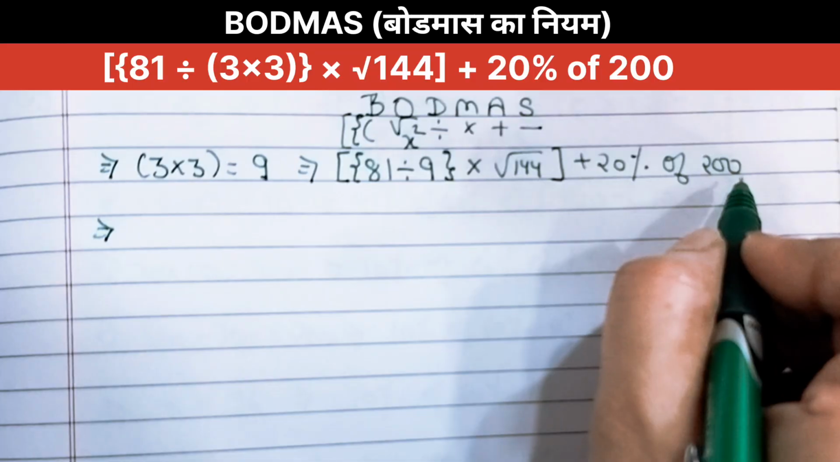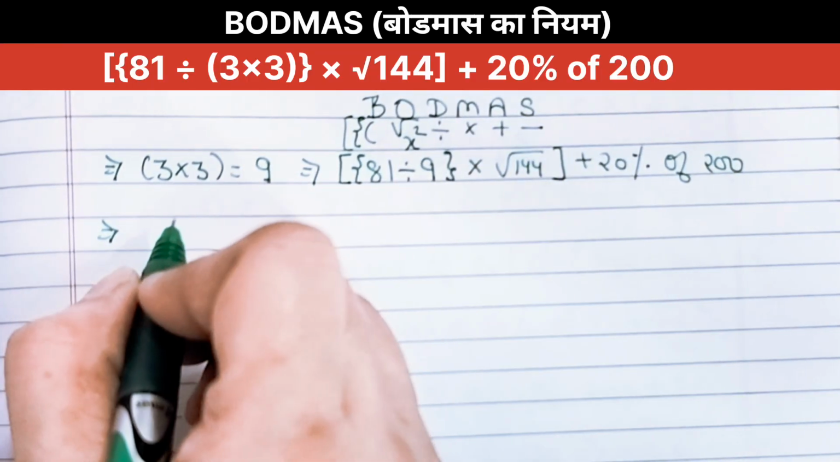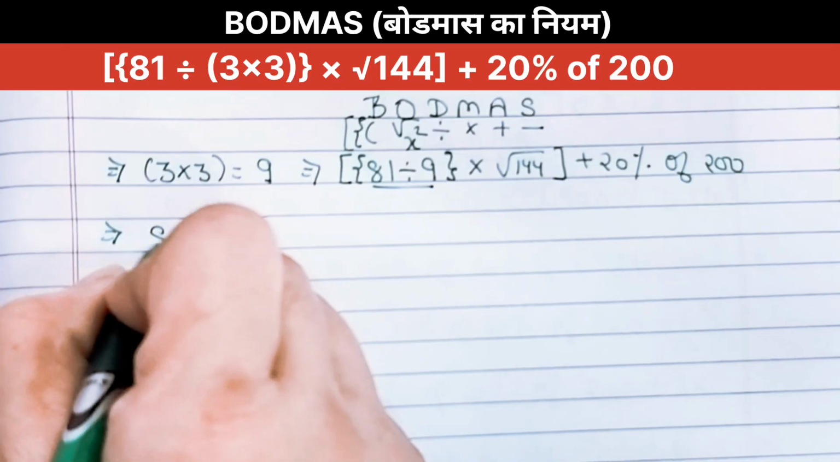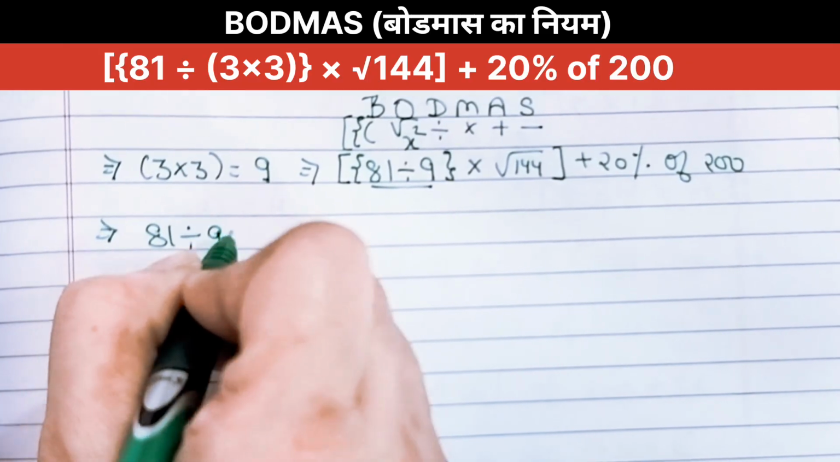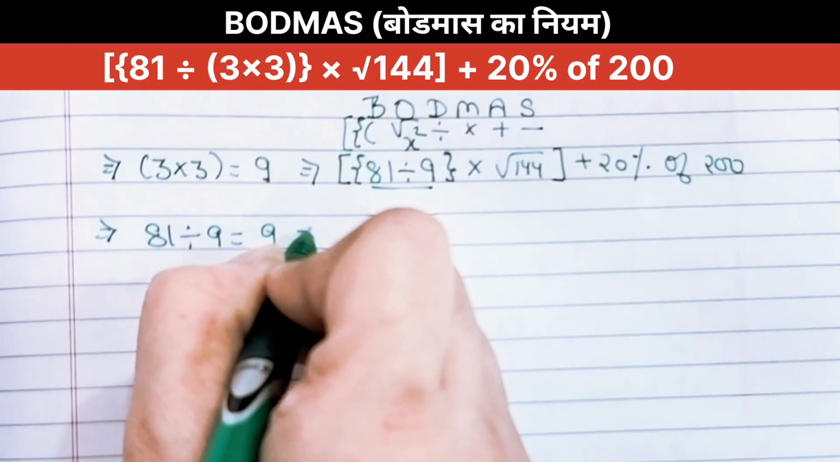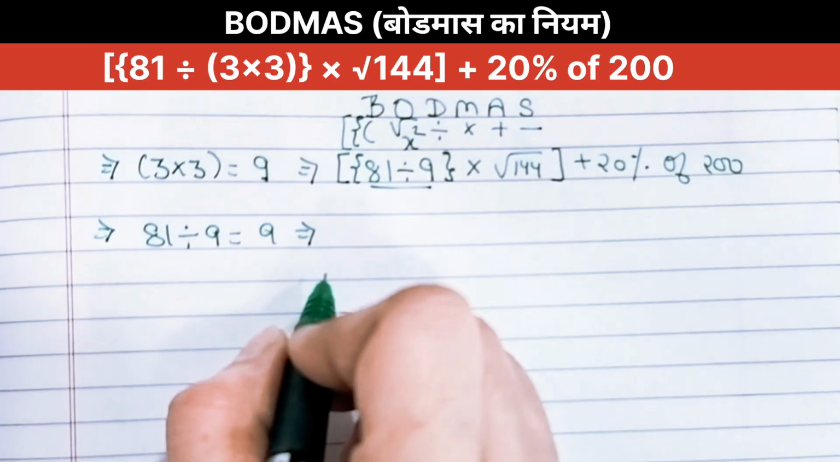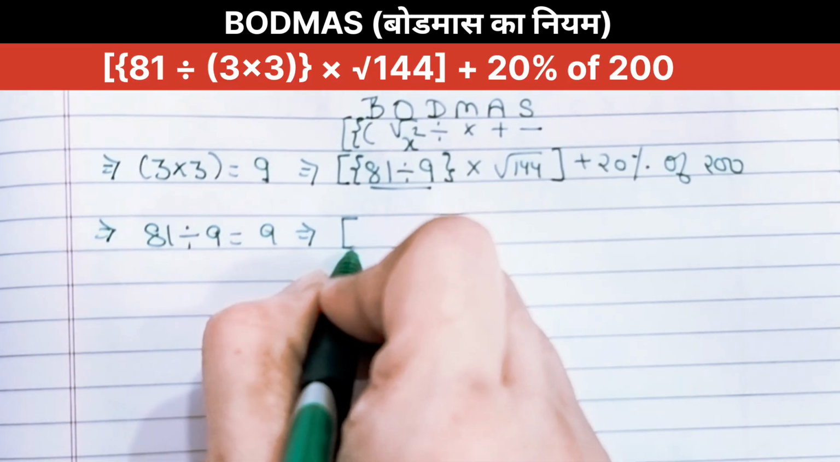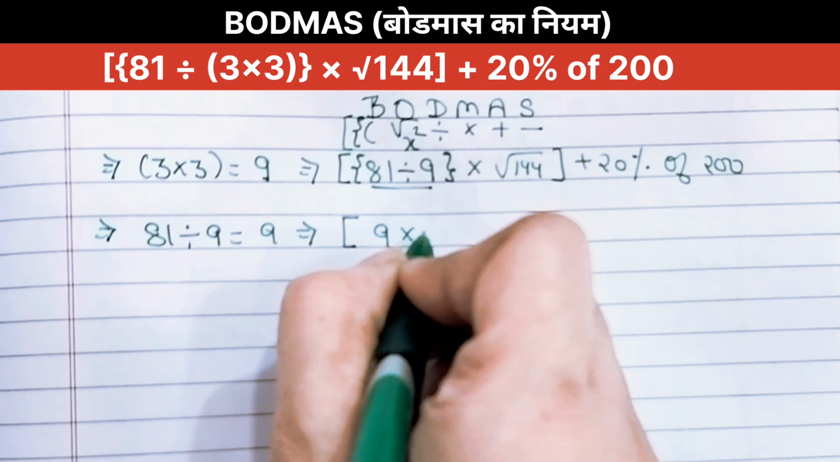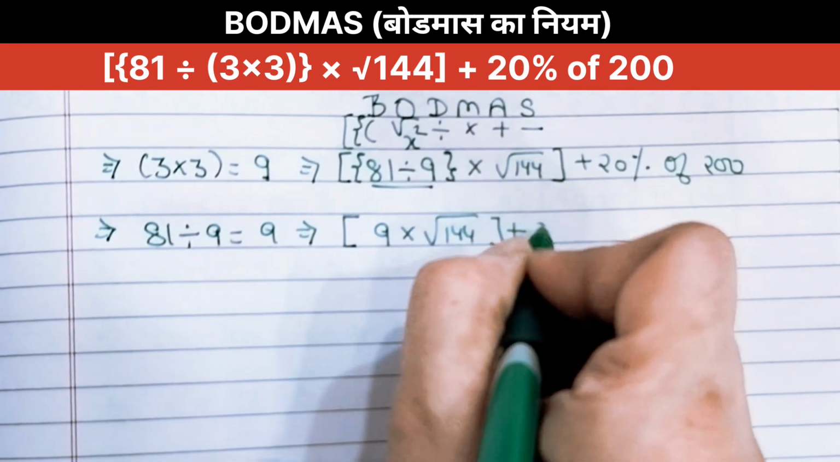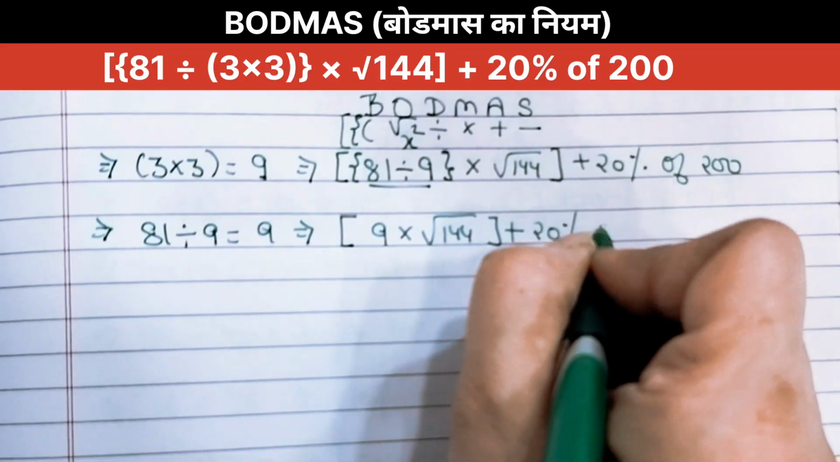So now, according to the next step, solve the curly braces. Now in the curly braces there is a division. First we divide the values: 81 divided by 9 becomes 9 as a result. According to this step, the next outermost layer of brackets must be fully resolved. And now the current expression becomes square bracket 9 multiplied by root 144 square bracket plus 20% of 200.